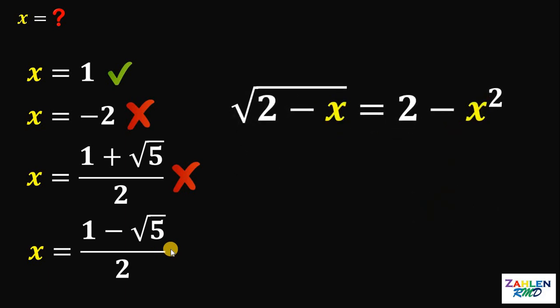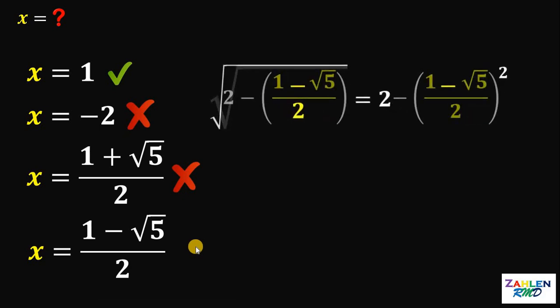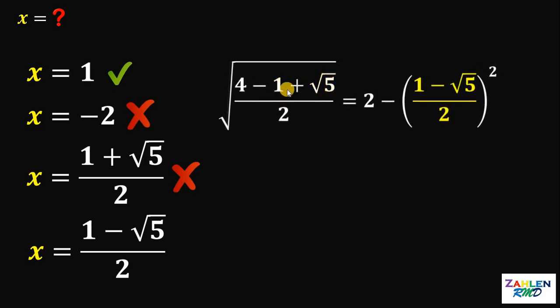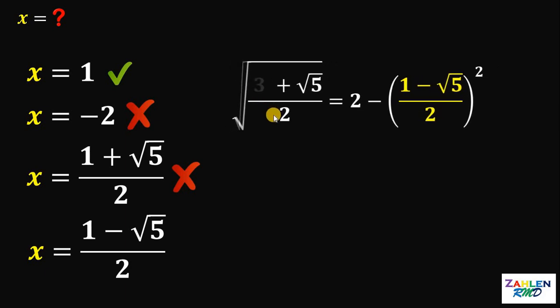So let's replace all x with (1 minus square root of 5) over 2. Now let's first simplify the number inside the radical sign. Now 2 can be written as 4 over 2. Since they have the same denominator, we can subtract them. So we have (4 minus 1 plus square root of 5) over 2. Now 4 minus 1 is just 3.